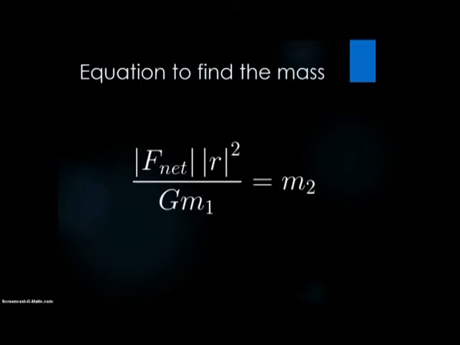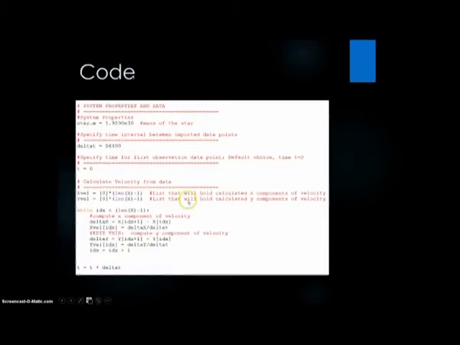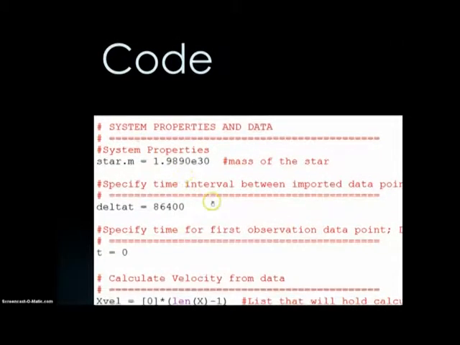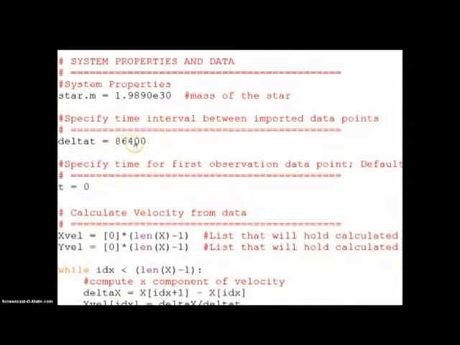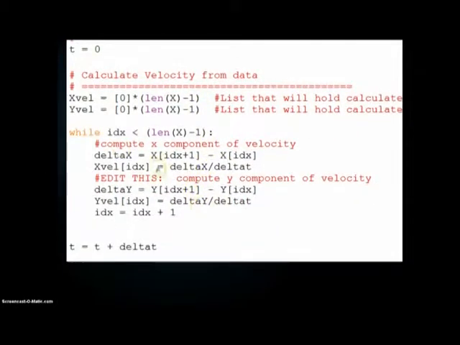And to find the mass using the gravitation law, you just use some algebra and rearrange it so we have this form of the equation. And now, to show how we coded, this is our mass of the black hole. Now to show how we coded all this, we get our initial conditions. Our star mass, 1.989 times 10 to the 30th, a delta T of 86,400, which is how many seconds are in a day. And then use this to calculate our velocity.